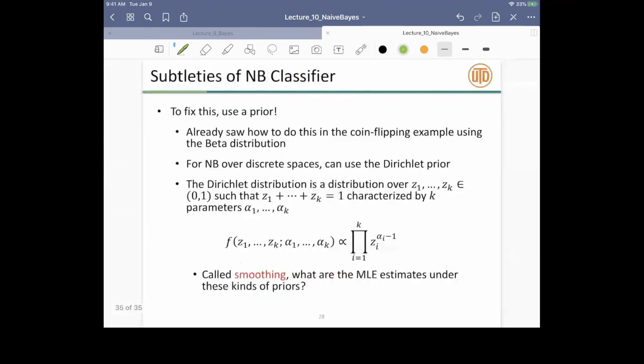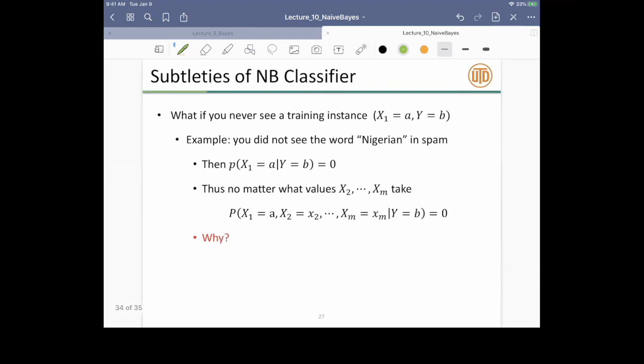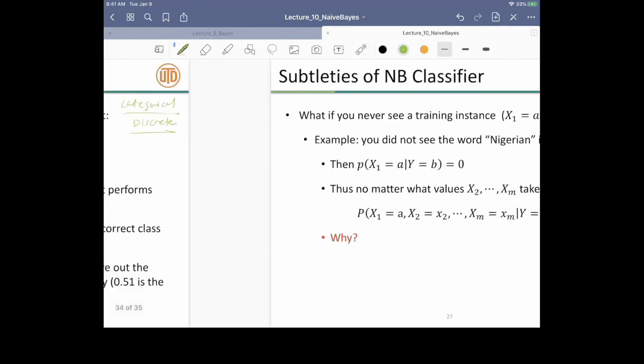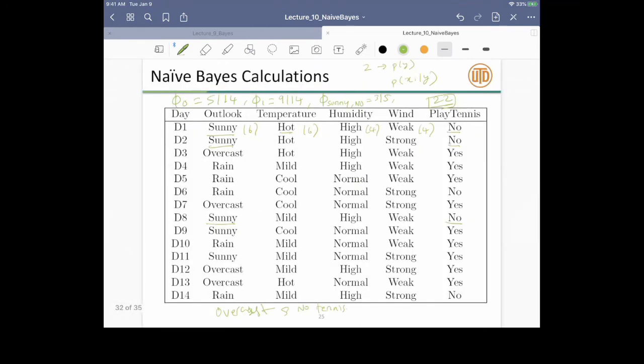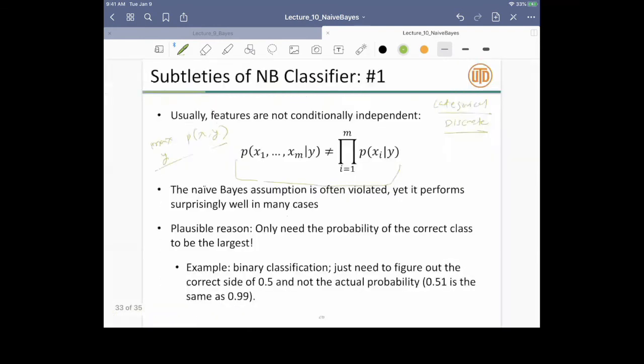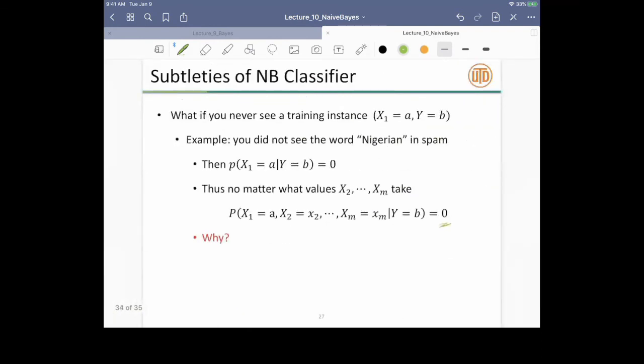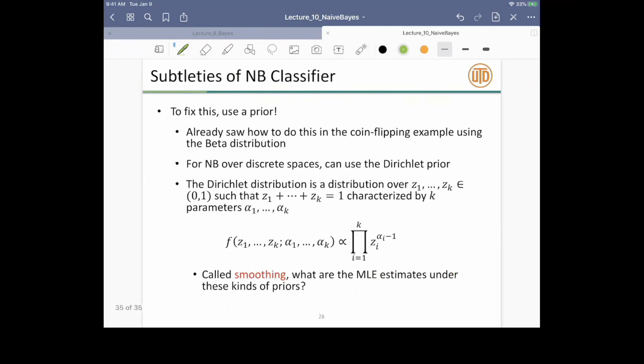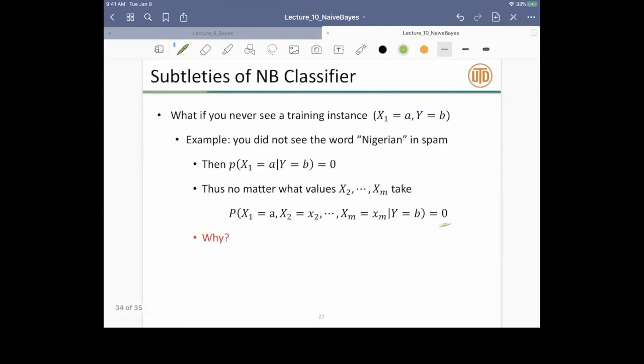If you don't see any data, the naive Bayes model is going to have a zero probability. So any instance that has overcast in it will be predicted as no tennis, which is not necessarily a good idea. This is also one issue with naive Bayes.